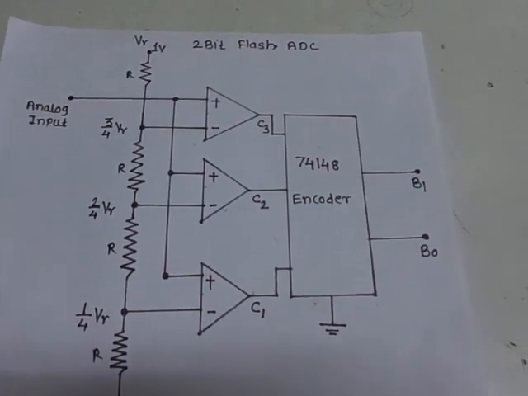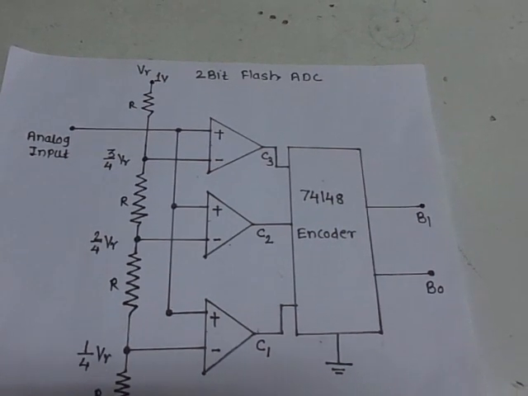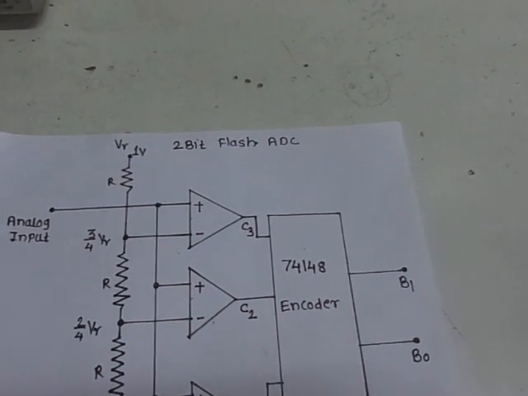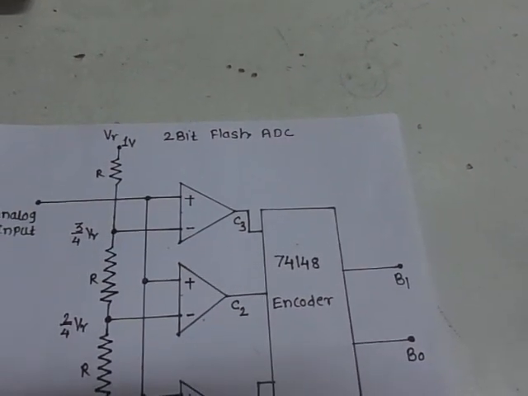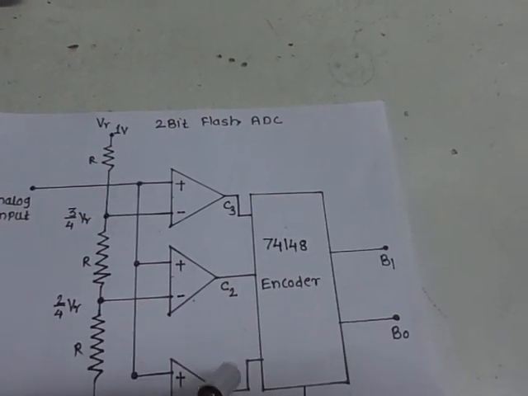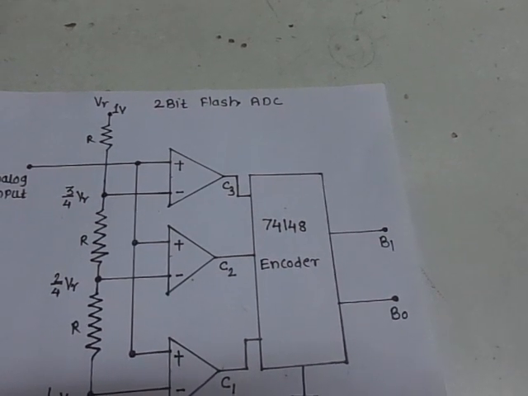Hello students, we are going to discuss a 2-bit flash ADC, that is analog to digital converter. Normally we know that there are different types of analog to digital converters available to us. Out of these, we are going to use the flash type of ADC, or parallel comparator ADC circuit, for our application or for our discussion.